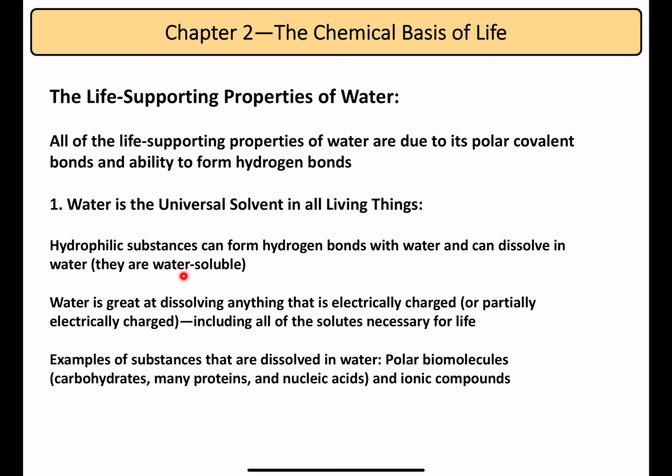And the reason, again, that water is so great at dissolving this great variety of substances is because water is partially charged. So in a simple sense, we're just saying, yeah, water is charged and it can form hydrogen bonds with a lot of different substances. Basically, anything that's charged will form a hydrogen bond with water. So all of these are hydrophilic, water-loving substances.